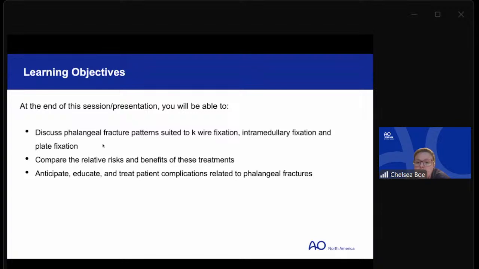Our objectives for today: by the end of the session, you should be able to discuss phalangeal fracture patterns, surgical treatments, and which patterns are suited to which treatment. You should be able to compare relative risks and benefits of surgical treatments, as well as anticipate, educate, and treat patient complications related to these fractures.